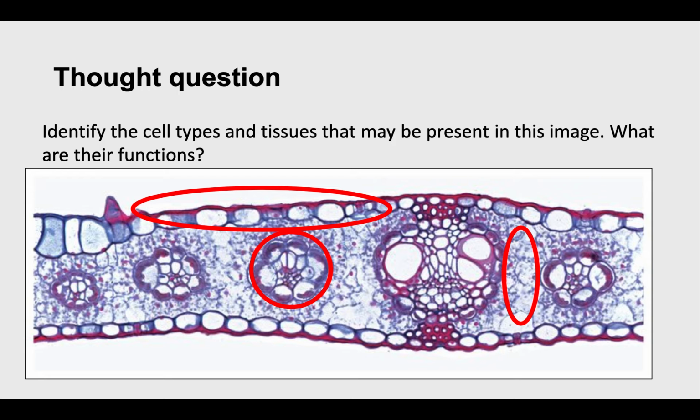Dermal tissue, yep, because it's on the exterior of the cells. It's this very thin layer on the top. It's also on the bottom here. All right, we have our epidermal cells and then the cuticle.